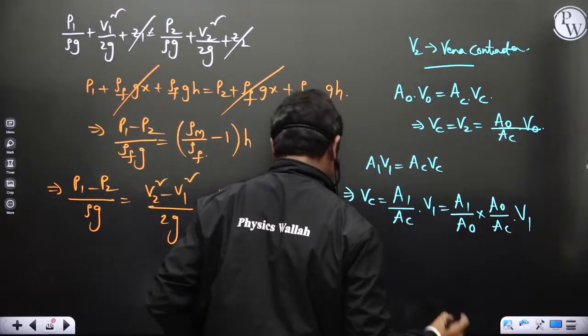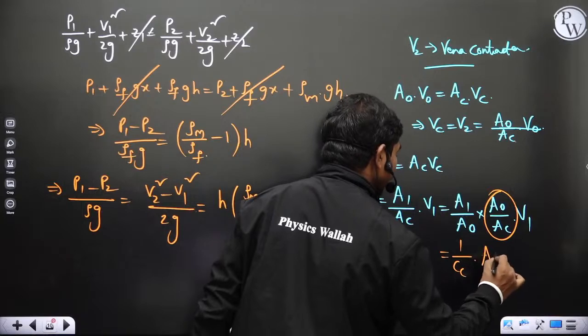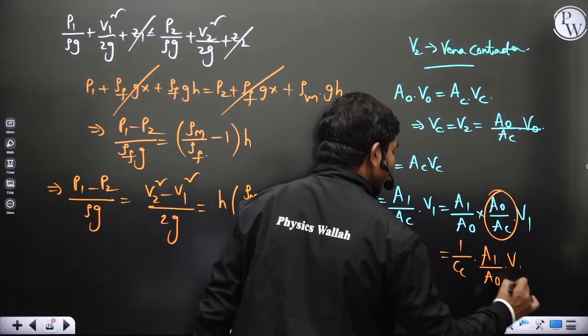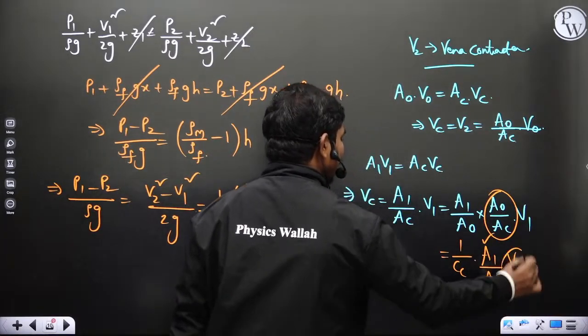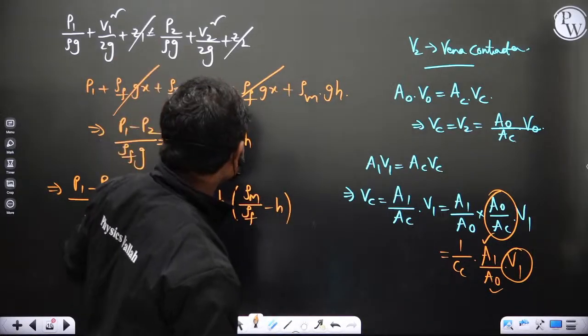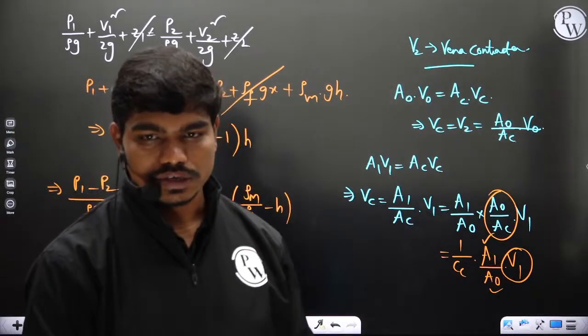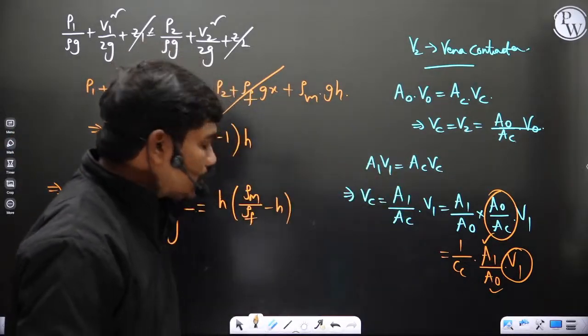So this here is actually 1 by CC. So 1 by CC into A1 by A0 times V1. You know A1, you know A0, so you can calculate V1, only one unknown. Okay, we have converted VC in terms of V1. So if you put these two in this equation, you can get the velocity and correspondingly the mass flow rate, or what do you say, discharge.